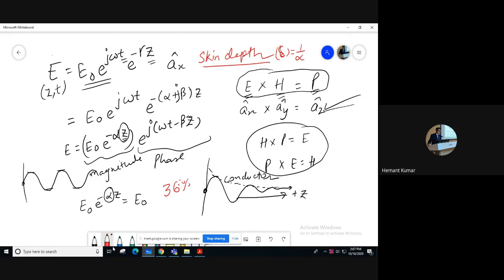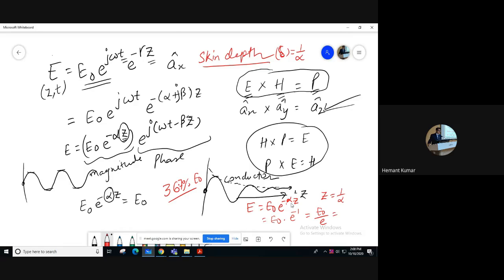36.7% of the maximum value, because we know E is equal to E naught e to power minus alpha z. When z is equal to 1 upon alpha, what will happen? E naught e to power minus 1, that is E naught upon e. e is nothing but 2.718, and if you see, it will be about 36%, something like that, right? So this is known as skin depth.